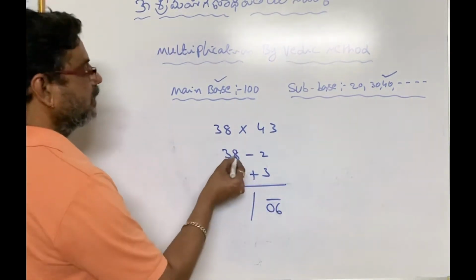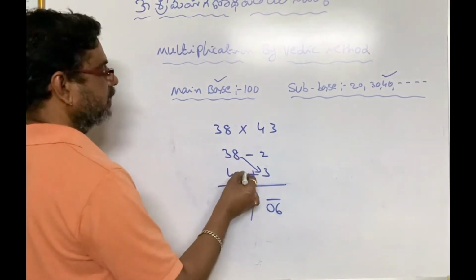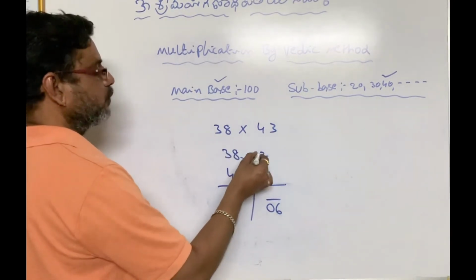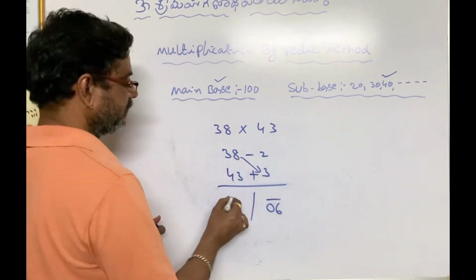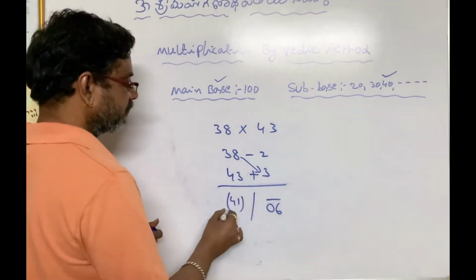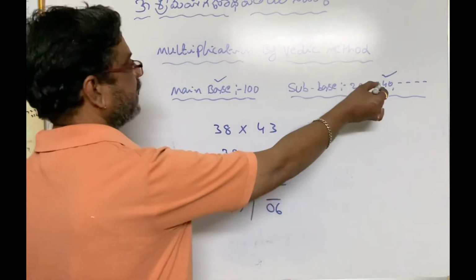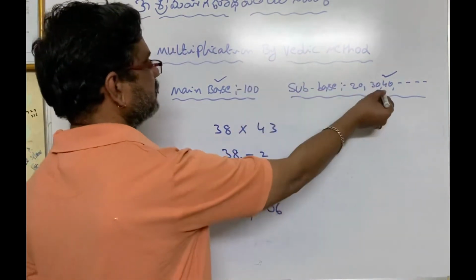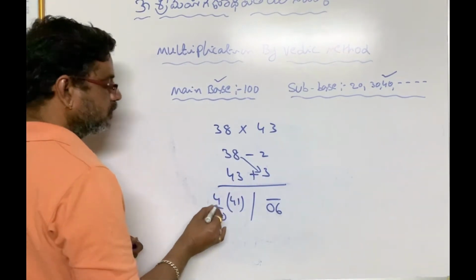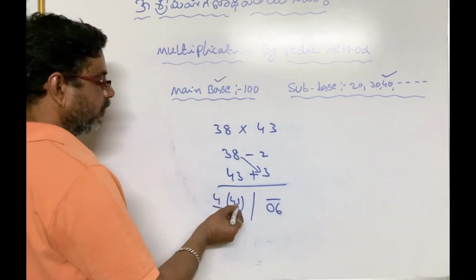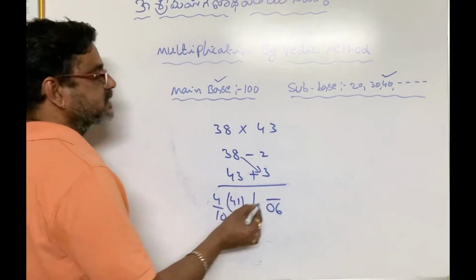Now add crosswise, or you can do 43 minus 2 also. Both ways you will get the same answer. So 38 plus 3 is 41. Then this 41 we need to multiply with the ratio of sub base and main base, 40 by 100, which is 4 by 10. So 4 by 10 into 41 is 164 by 10, which is 16.4.